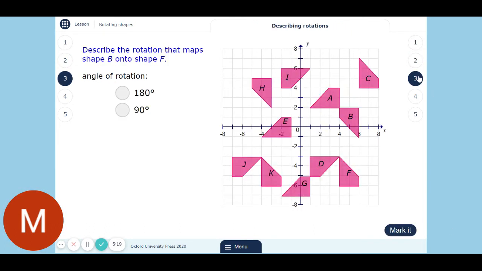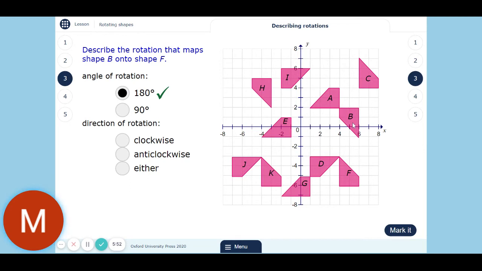Okay, so now we're going to have a look. Again, don't need tracing paper for this bit. We want to describe the rotation that maps B onto F. So B going to F. Now you might look at that and think it's a reflection, but if it's a reflection, the pointy bit will be over here. So it's definitely a rotation. Hopefully you can tell that that rotation is 180 degrees because it's upside down. So 180 degrees.